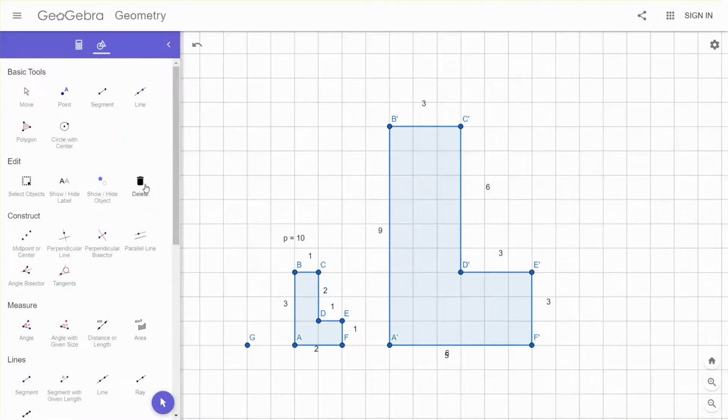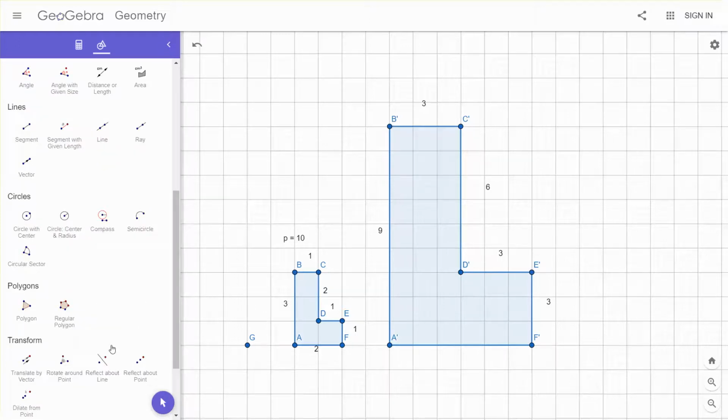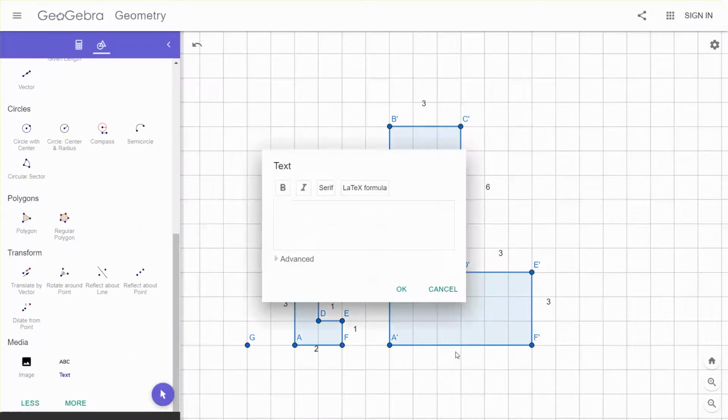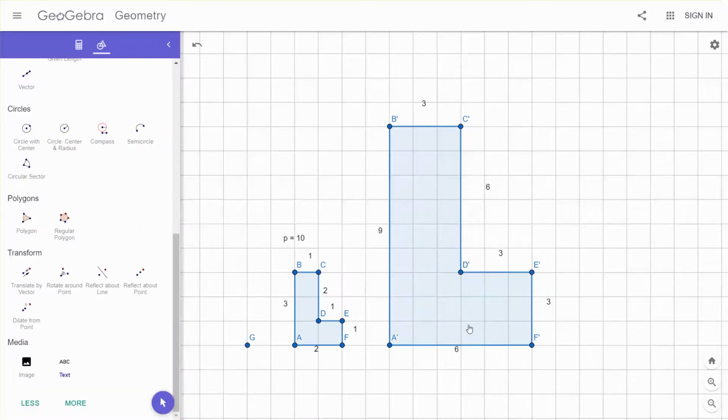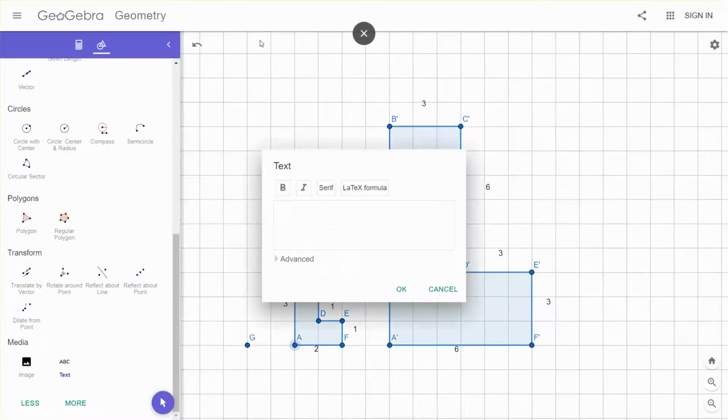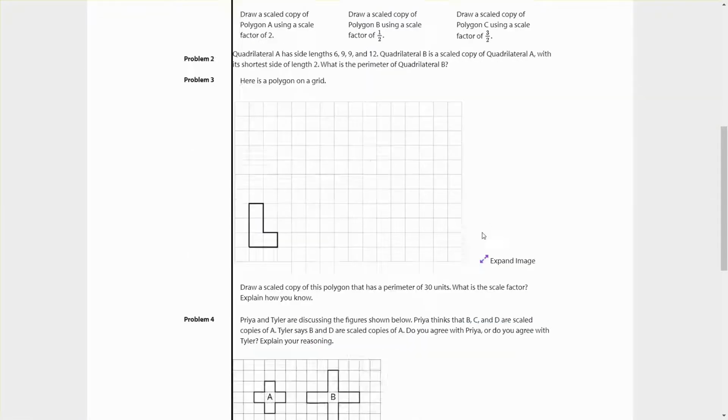So that takes care of that problem. Okay, so I had just miscounted. That was 6. If you caught that right away, good for you. Okay, so that's going to be 30. So that takes care of that problem. It takes care of the scale copy, along with the fact that we have a perimeter of 30.